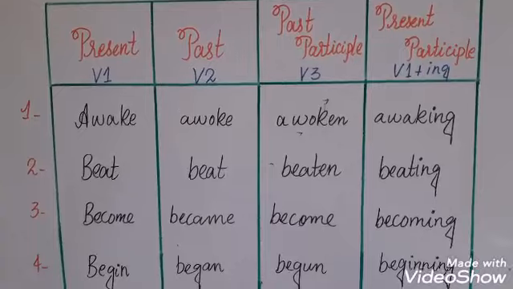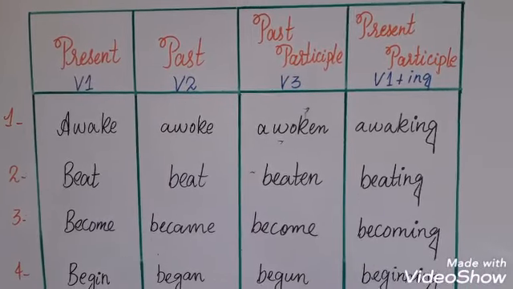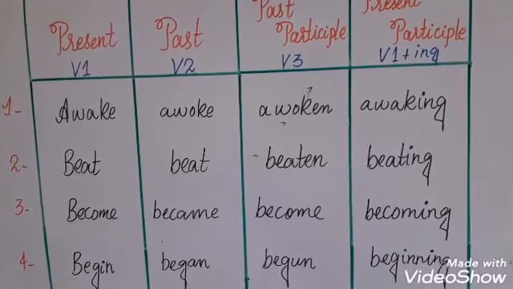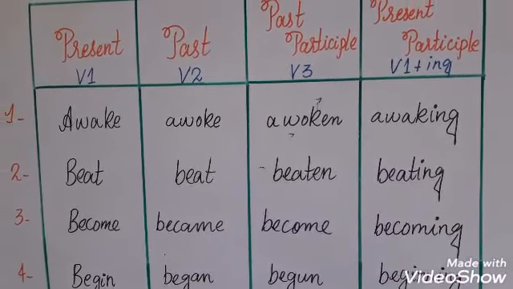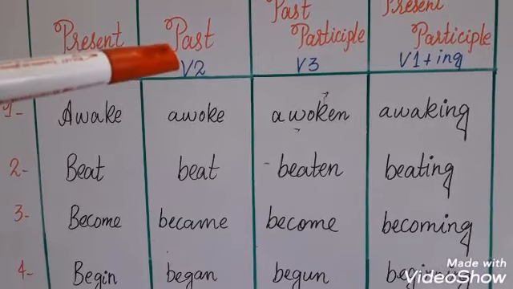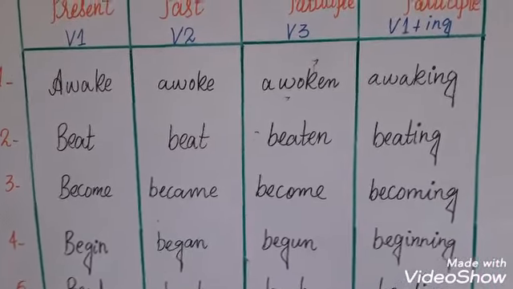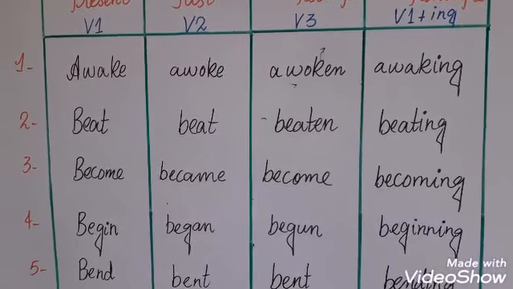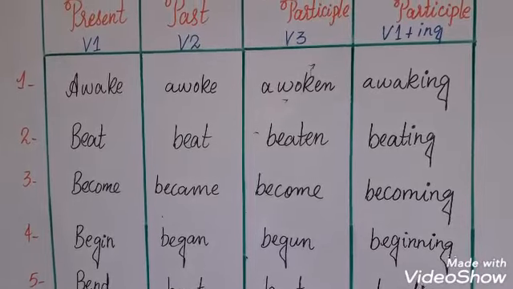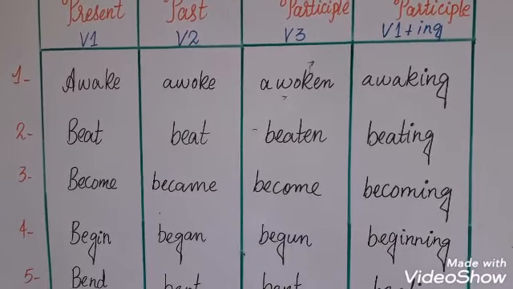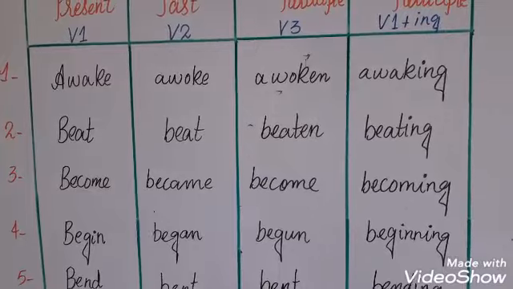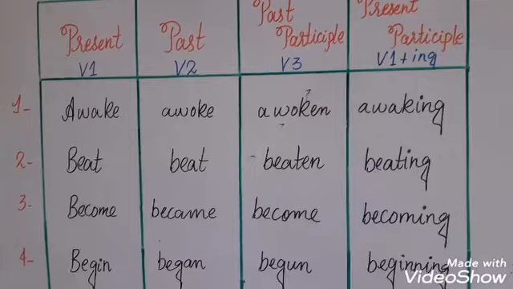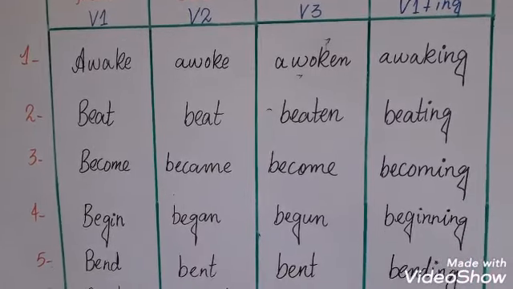Students, as our today's tense is past simple tense, in which we are going to use V2, second form of verb, it is necessary to learn some forms of verb. You will learn these forms of verb as I have given here. Awake, it is first form of verb. Its second form is awoke. Third is awoken. And fourth form, present participle, is awaking.